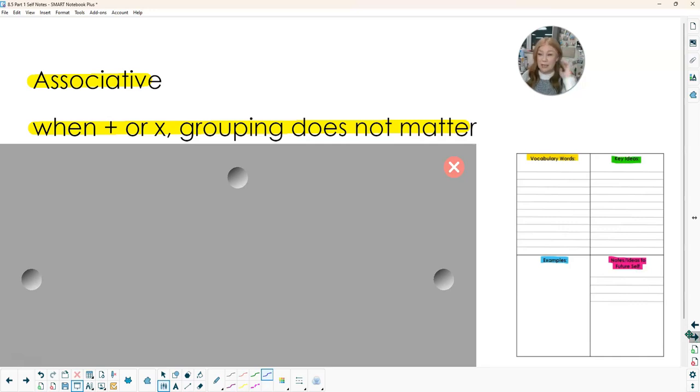So the other property is the associative property. And this tells us that when we are multiplying or adding, that the grouping does not matter. Now, this word associate means like you're joining in with them. You are associating with your soccer team. You are associating with your dance class. You are associating with your neighbors, right? Who are you grouped with?